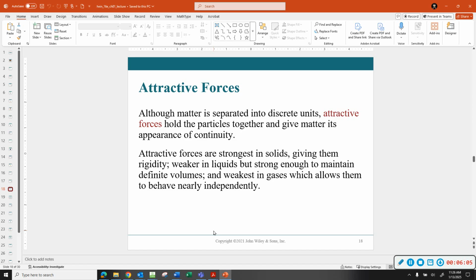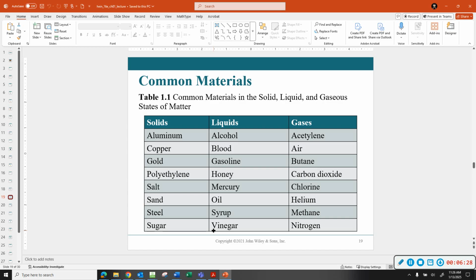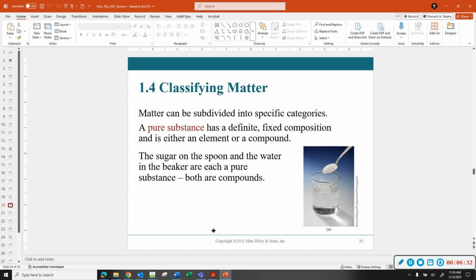There are attractive forces that hold solids, liquids, and gases together. Attractive forces obviously are going to be strongest in solids because they have a rigid structure, a repeatable pattern. Liquids do have attractive forces, but they're a little bit weaker than solids, so they can free flow over one another. And the weakest attractive forces are in gases. Here's some common materials of solid, liquids, and gases. You're not going to have to know that.